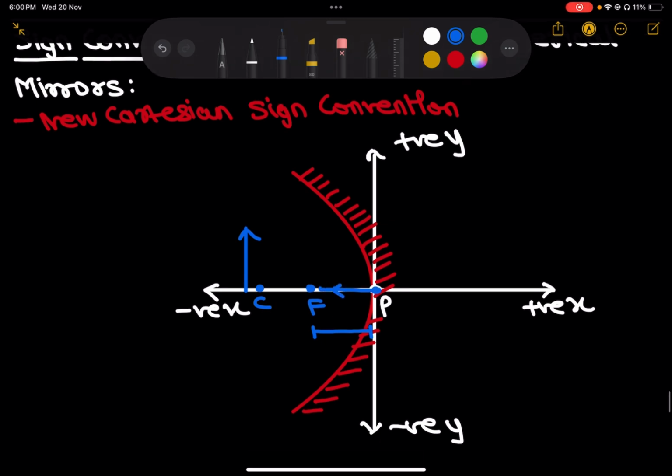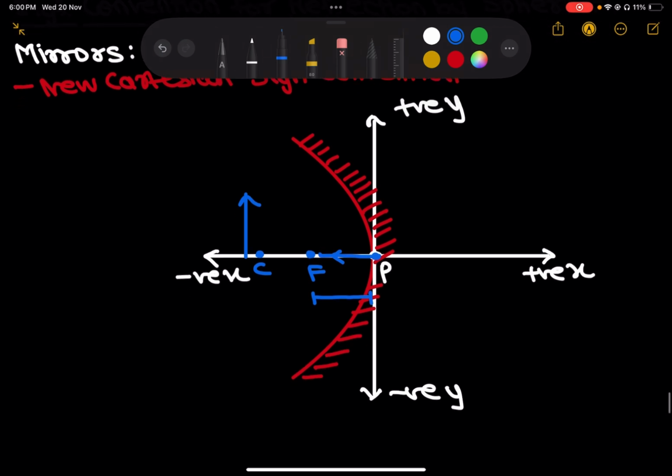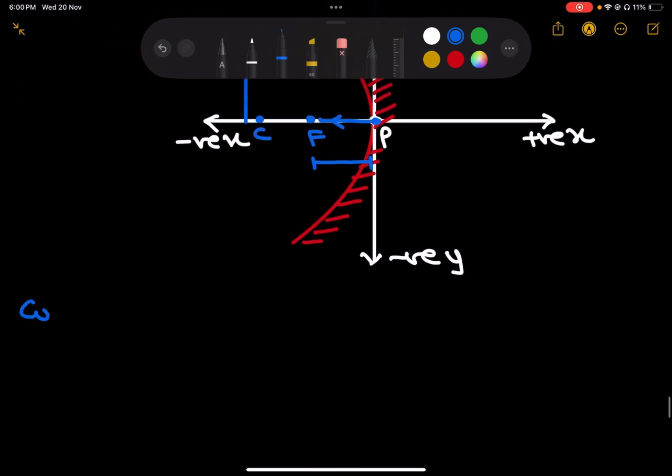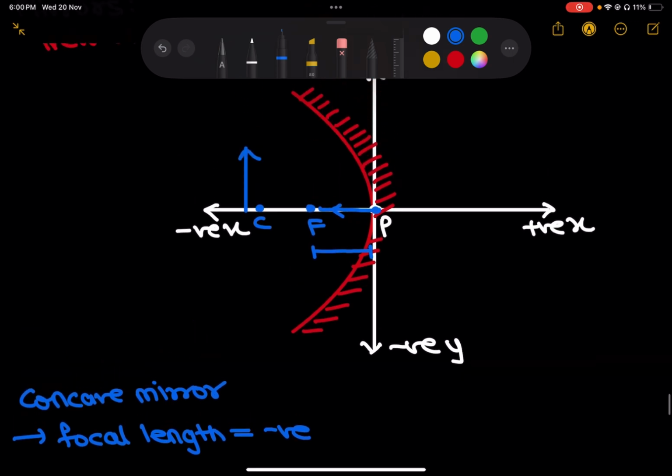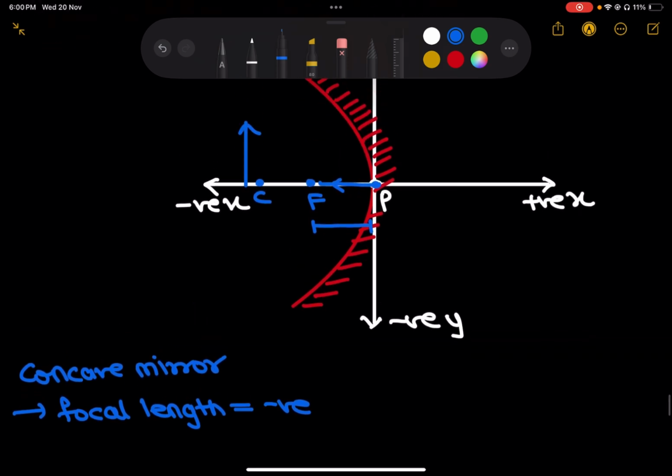So, that means that the focal length for a concave mirror is negative. Okay, I'll write it down here. Concave mirror, focal length is negative, always, always. Okay, the radius of curvature is obviously also negative, but that is not required.